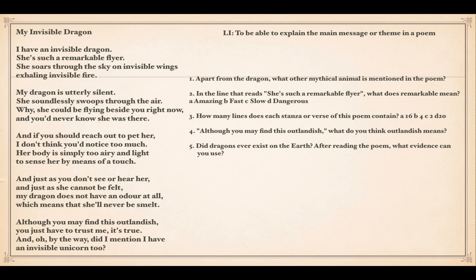Question 3. How many lines does each stanza or verse of this poem contain? Is it A, 16, B, 4, C, 2, or D, 20? And number 4. Although you may find this outlandish, what do you think outlandish means? You may need a dictionary for this. Some people may use Google. And question 5. Did dragons ever exist on Earth? After reading the poem, what evidence can you use? Now that will really decide on how much of this poem you really did understand.